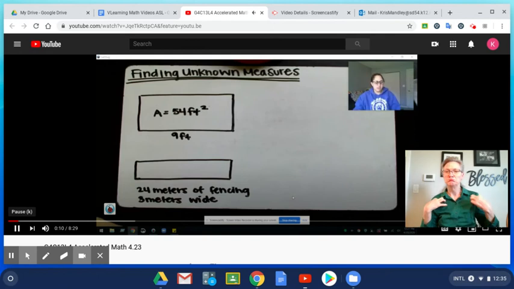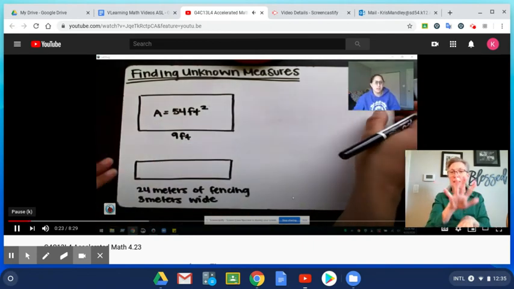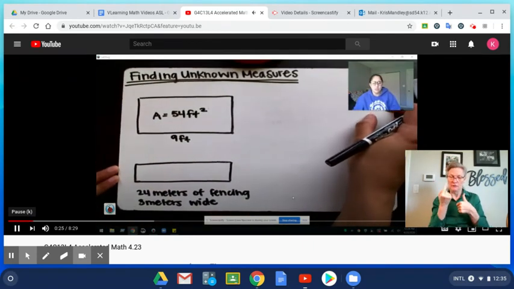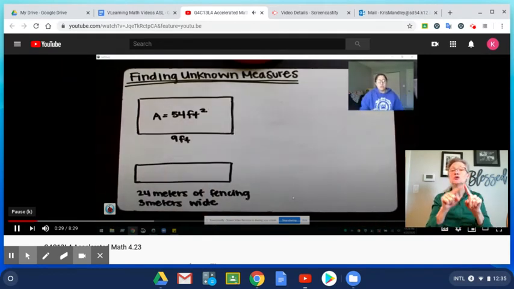So we started off thinking about perimeter and area, then we thought about area of combined rectangles, right? So having to find the area of a shape that's got more than one rectangle in it. Now, in real life, you are not always going to have all of the measures of a shape that you need in order to do whatever you're trying to do with that shape.